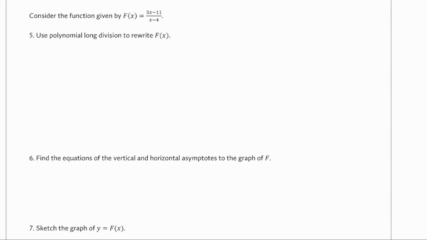Alright, on the back, we're going to consider the function given by f of x equals (3x minus 11) over (x minus 4). And we're going to use polynomial long division to rewrite f of x. So, I'm going to say 3x minus 11 divided by x minus 4. What do I multiply x by to get 3x? That would be a 3.